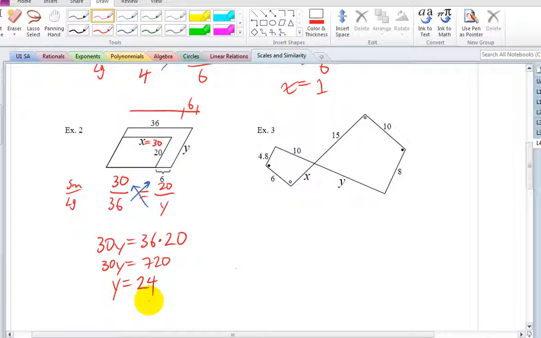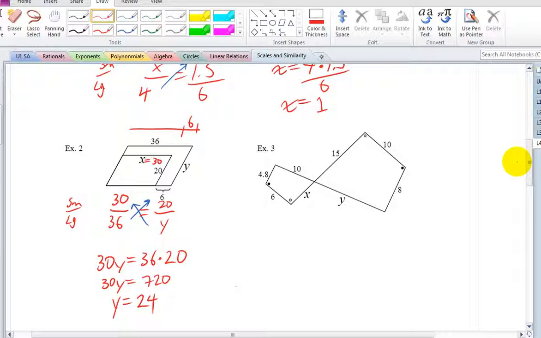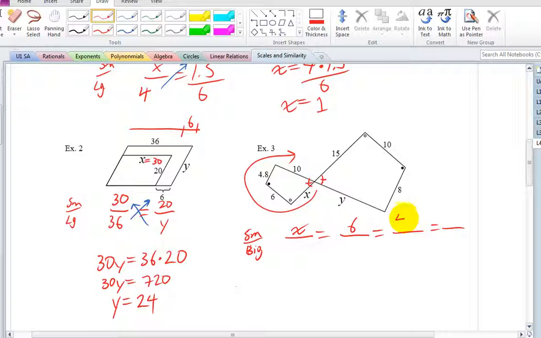Okay. Example 3. Now, one thing to point out with example 3 is that when two lines cross, those angles are equal. All right. So those are called vertical angles, or vertically opposite. We've seen that before with our circles. So let's go small on top and the big on the bottom. And let's set up 4 fractions. Now, let's just not go random. Let's go around the horn here, okay? Start at x, 6, 4.8, and then 10. So do a little bit of an order with it. It'll make it easier for you.